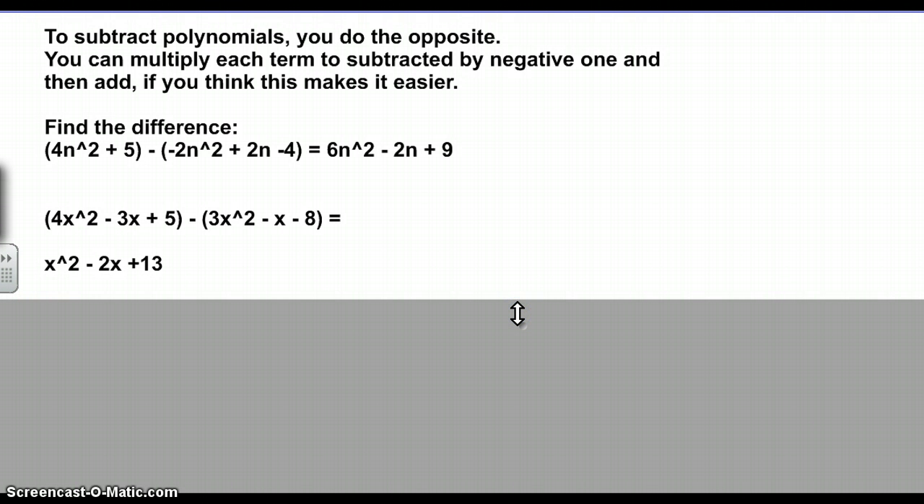When you subtract, you actually get x squared minus 2x plus 13. The only tricky part was the minus 3x minus a minus x. That's a minus 3x plus x. That's how we got minus 2x for the middle term. And then you have 5 minus a -8. That's 5 plus 8. That's how we got 13 there. If you did that incorrectly, why don't you take a look at it and make sure you can recreate it.